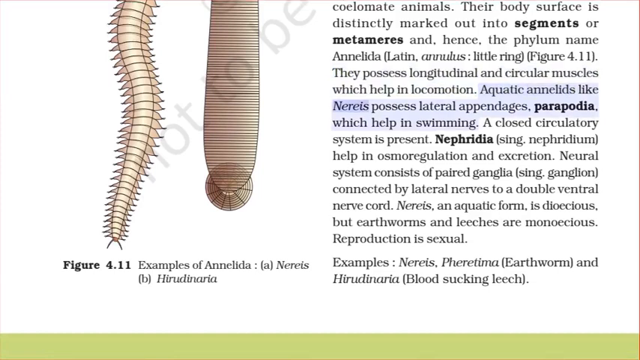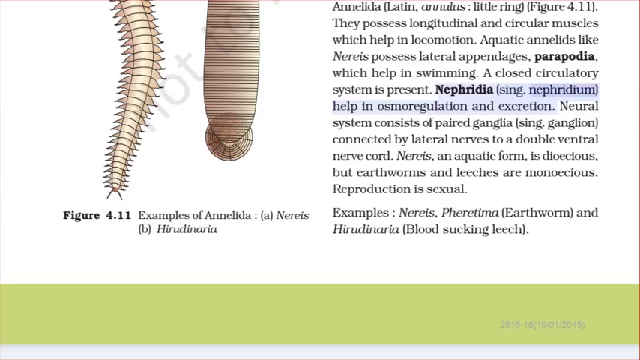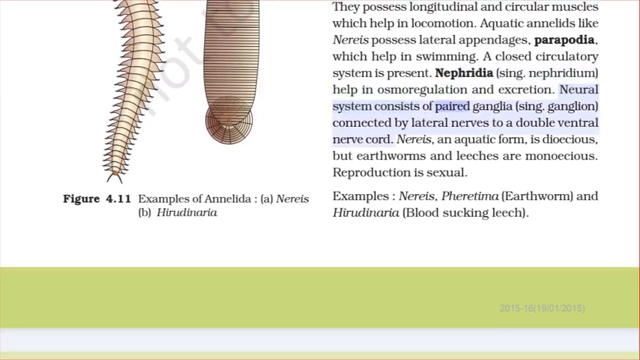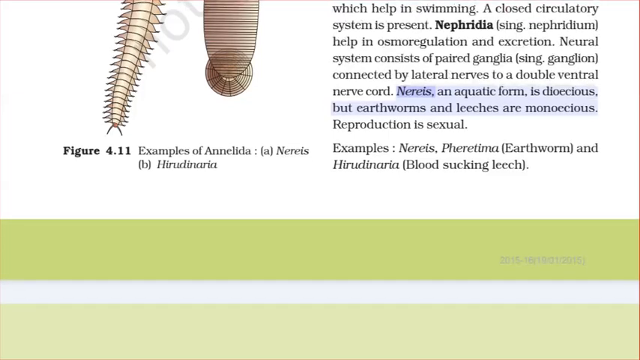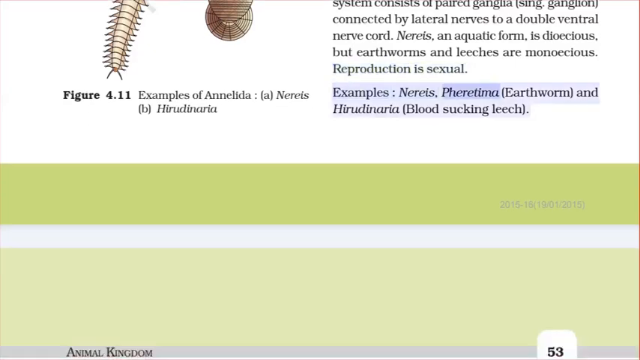Aquatic annelids like Nereis possess lateral appendages, parapodia, which help in swimming. A closed circulatory system is present. Nephridia (sing. nephridium) help in osmoregulation and excretion. Neural system consists of paired ganglia (sing. ganglion) connected by lateral nerves to a double ventral nerve cord. Nereis, an aquatic form, is dioecious, but earthworms and leeches are monoecious. Reproduction is sexual. Examples: Nereis, Pheretima (earthworm), and Hirudinaria (blood-sucking leech).